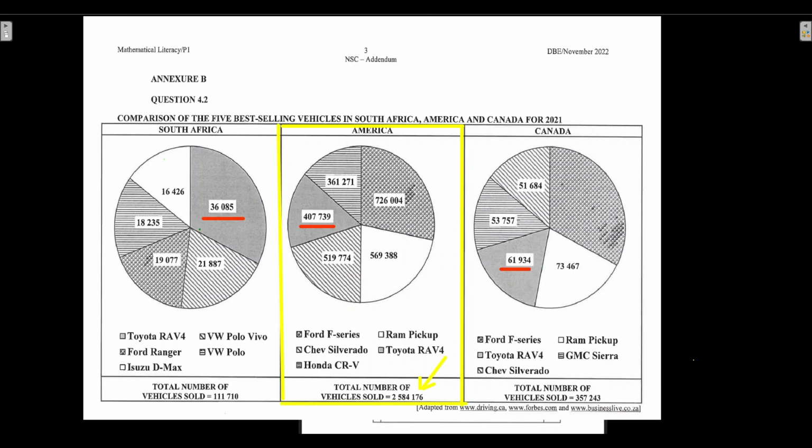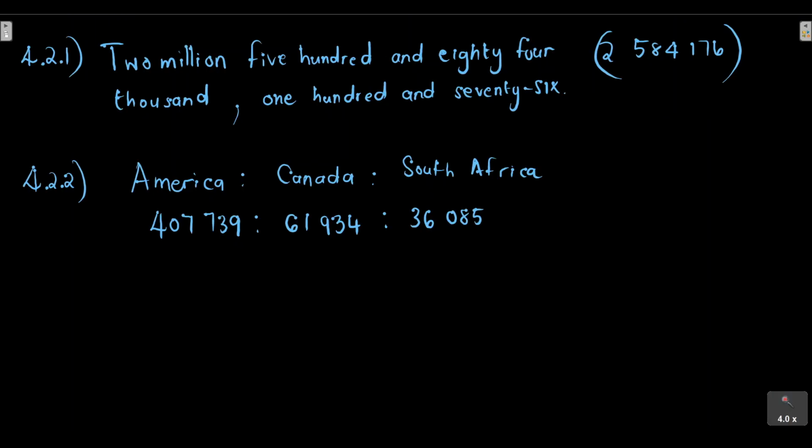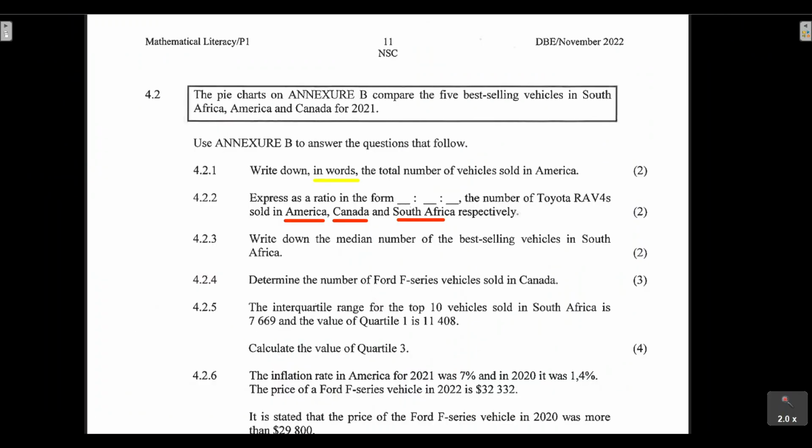But guys, please remember, they told us the order in which we need to write this. So we're going to start off with America with 407,739. Then we do Canada, which is 61,934. Then we do South Africa, which is 36,085. We need to write it in that order. So we've expressed the number of Toyota RAV4s sold in these countries in ratio form. Please remember, they didn't say that we need to simplify this. We just had to express it. And that is that.